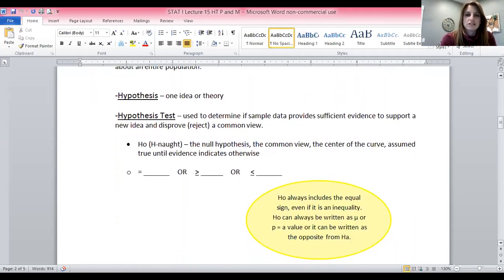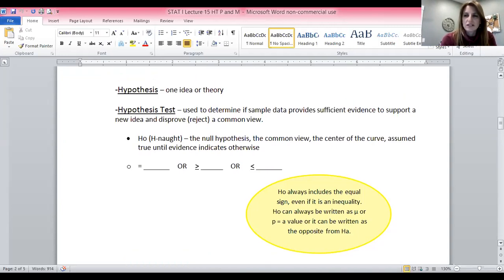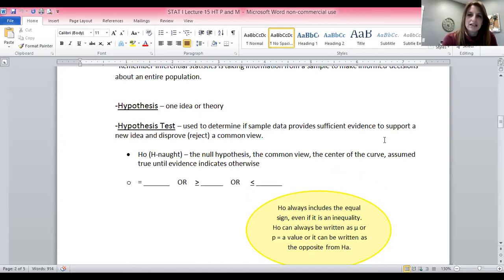So what I want to talk about first is that for the hypothesis test, we're going to determine if our sample data has evidence to support this new idea, okay? A hypothesis is an idea or a theory, and a hypothesis test is to see if we have evidence to support this new idea.